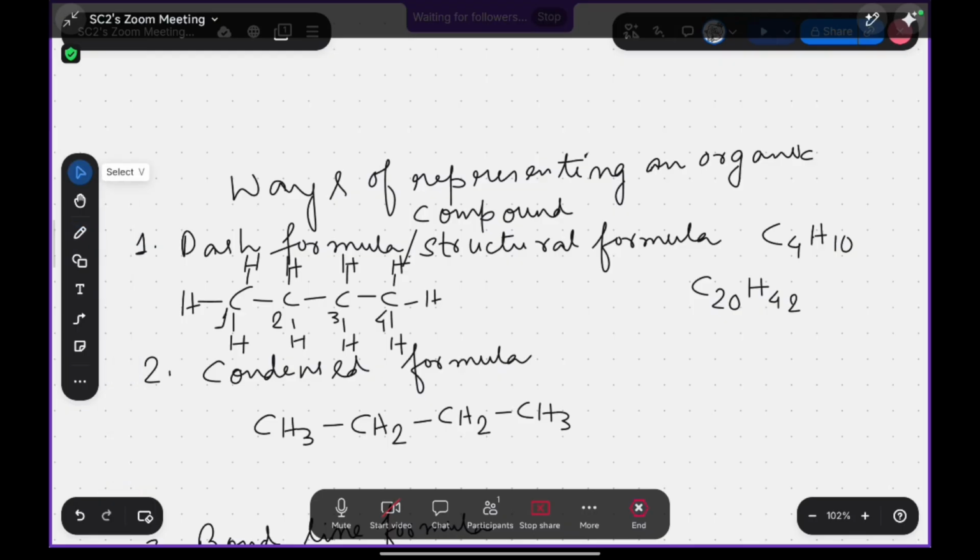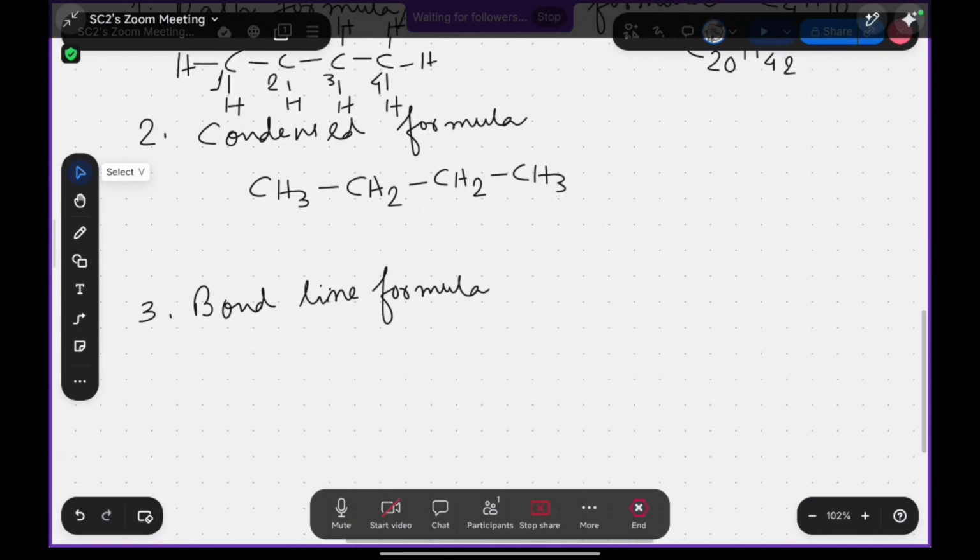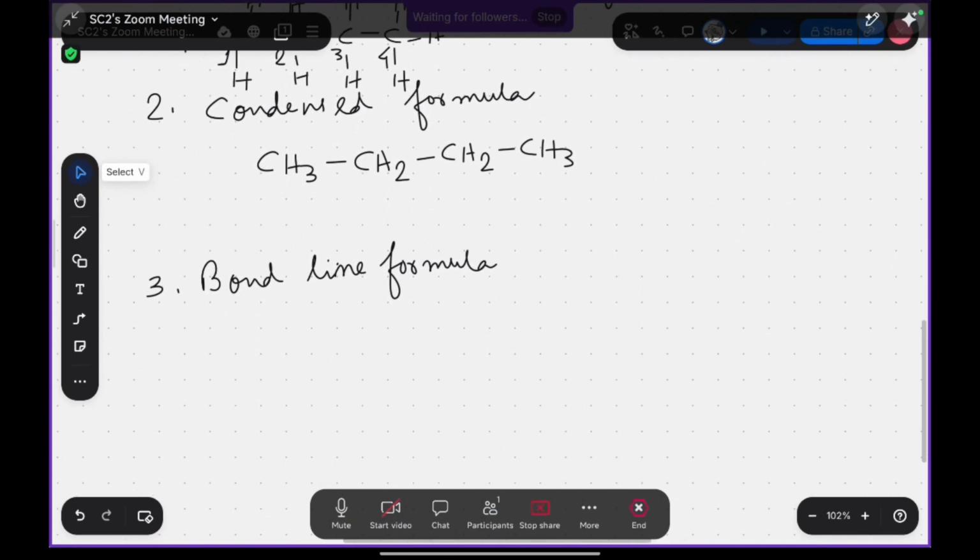The next formula is far more convenient and is more important because in your higher secondary classes and for your competitive exams, most of the questions come with the bond line formula representation. So you need to understand the topic very well. What is that bond line formula? In the bond line formula, you don't represent any atom. You simply represent the bonds by a line.